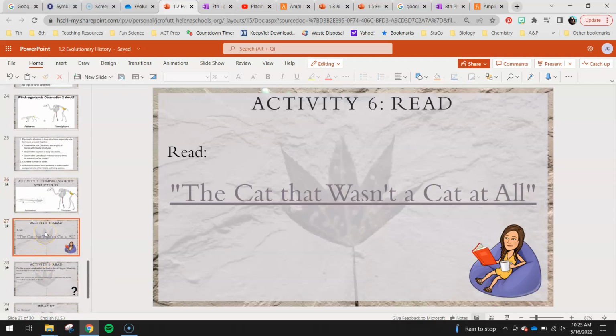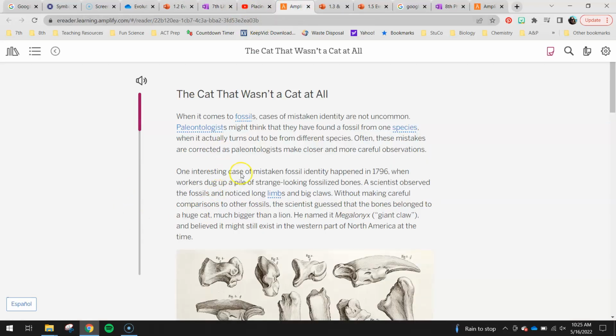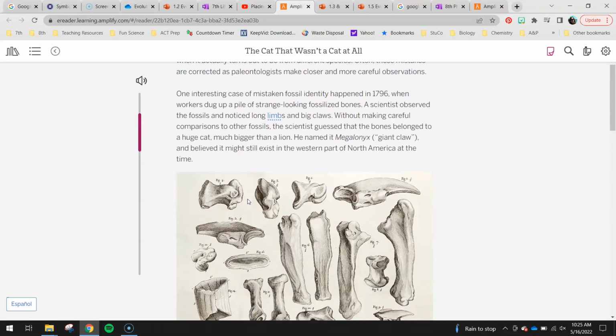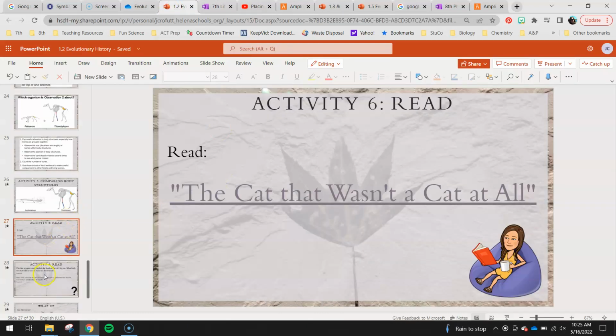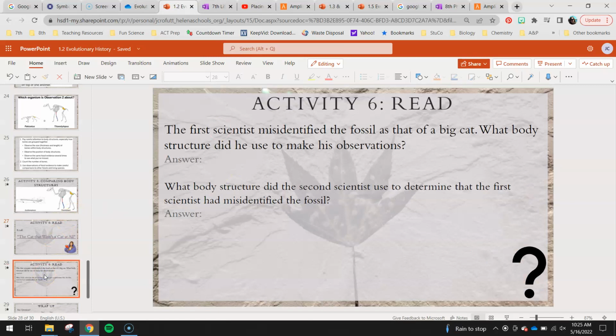Okay. Moving on, your final activity is a little reading. So go ahead, right click that link there, and you'll pull up the cat that wasn't a cat at all. You're going to learn about a fossil that was uncovered and mistaken for an organism similar to a cat. But you'll find out what it actually was and how they were able to use similar or shared body structures to determine that. So go ahead, read that article, and then answer these two questions.